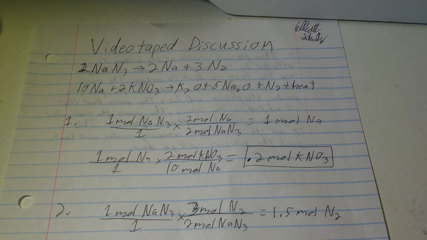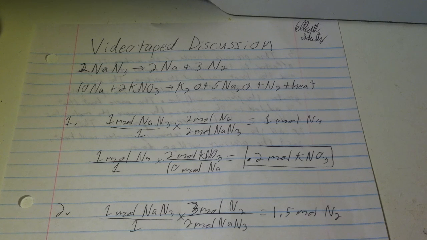The second formula is 10Na, which is sodium, plus 2KNO3, which is potassium nitrate, reacts to give you K2O, potassium oxide, plus 5Na2O, which is sodium oxide, plus N2, nitrogen, plus heat.